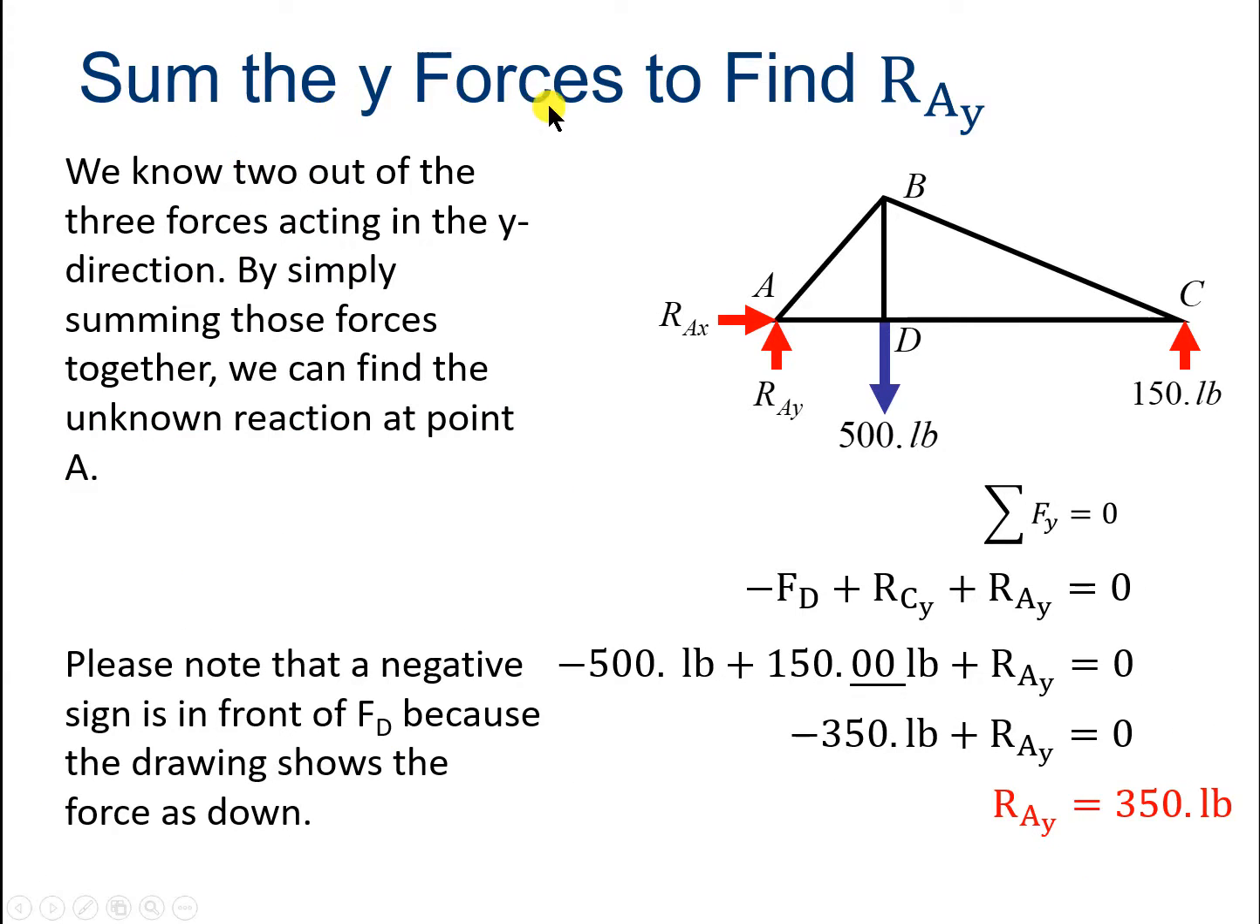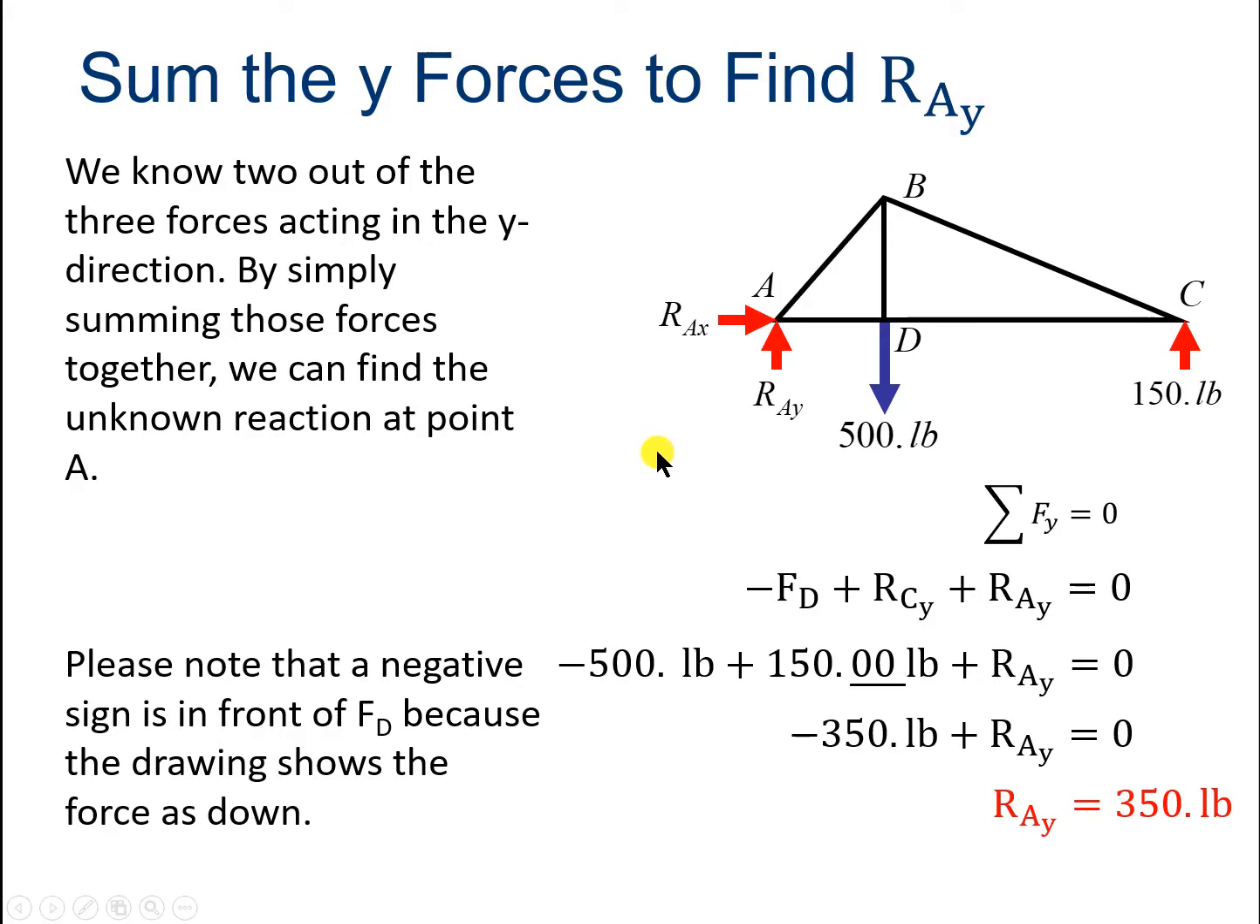Sum of the y forces to find RAY. If you think about it, the red arrows are the ones that we don't know. We used to not know this one, but we applied our moment equation to find it. To find these two, we're going to have to get out the other two equations, and the first one we're going to use is that the sum of the forces in the y direction must sum to 0. We know 2 out of the 3 forces acting in the y direction. By simply summing these forces together, we can find the unknown reaction at point A. Again, this is going to be one equation, one unknown.